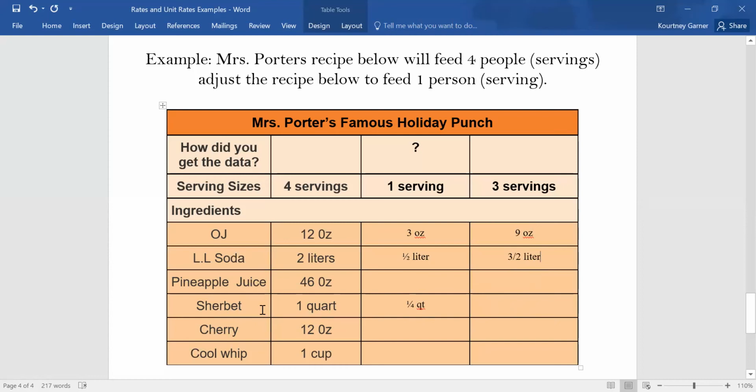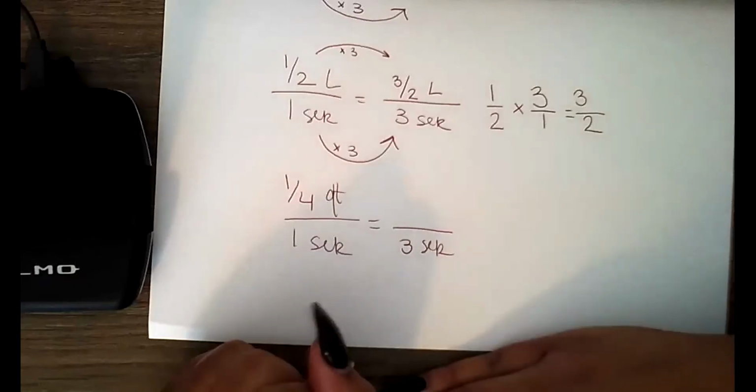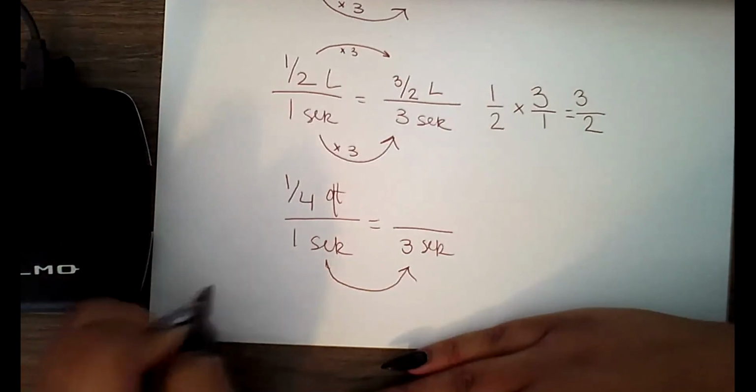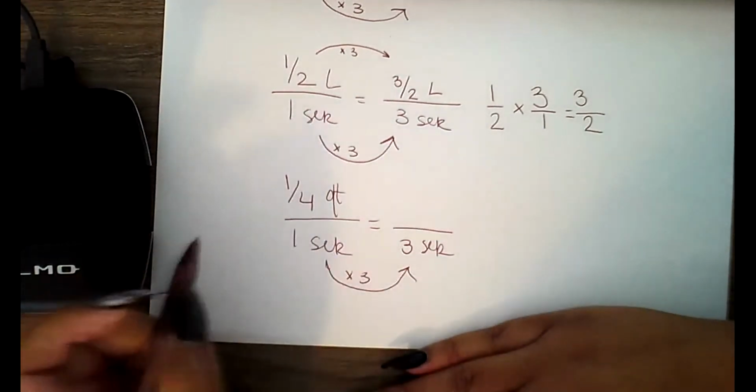And let's look at this last one together. I have my sherbet, 1 quart for 4 servings. And then in this 1 serving column, this is where I'm getting my information from. I'm going to take 1/4 of a quart for 1 serving. And I want to figure out how many quarts do I need for 3 servings? Well, let's look. If I'm going from 1 to 3, I'm going to multiply by 3.